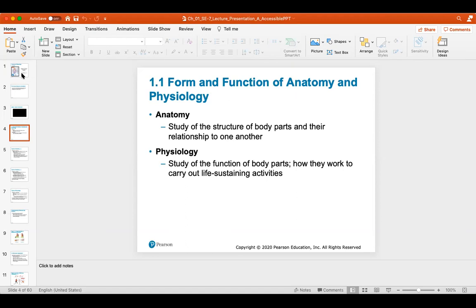So anatomy, as you guys knew, is the study of the structure of body parts and their relationship to one another. So you spent a lot of time learning names of bones, names of muscles, and where they are all located in relationship to each other. And then physiology is the study of the function of the body parts. So physiology more studies the function, how everything works together to carry out all the life-sustaining activities.